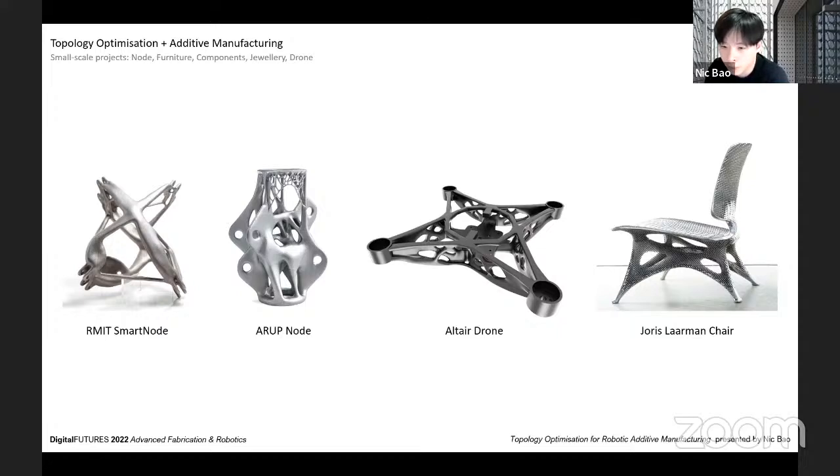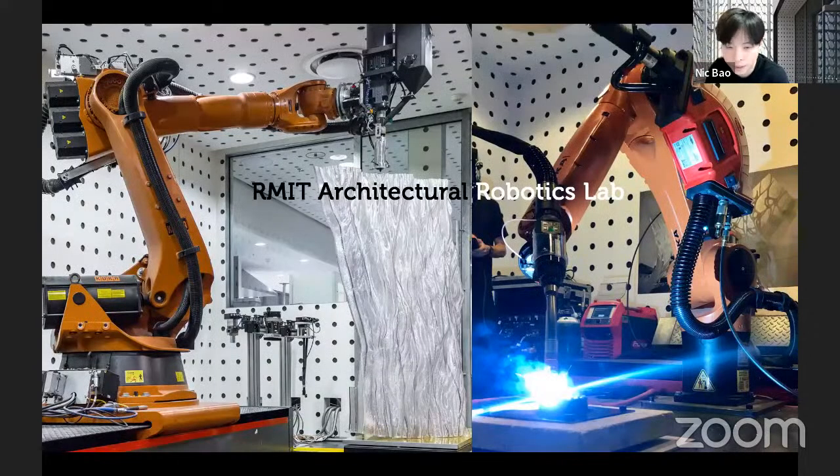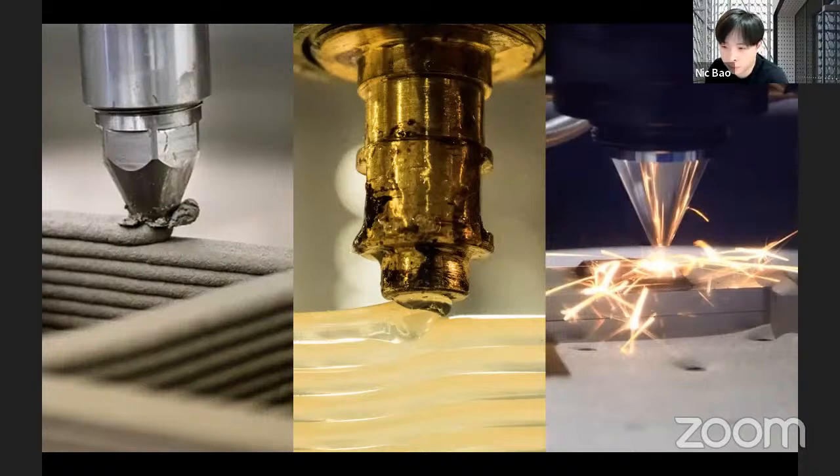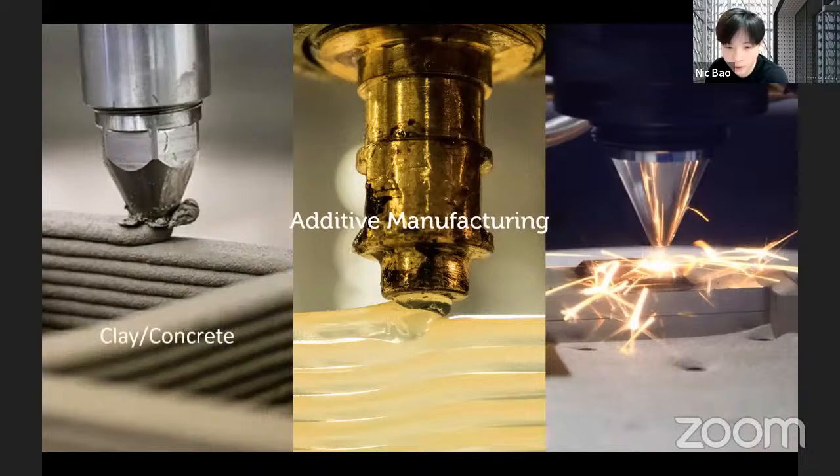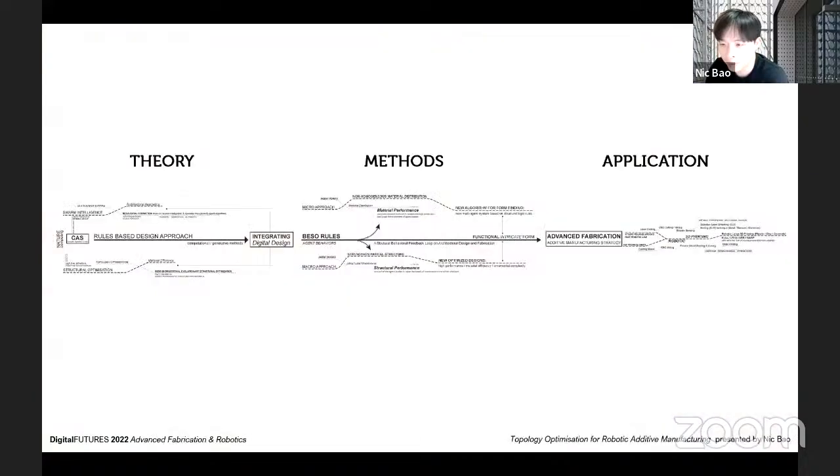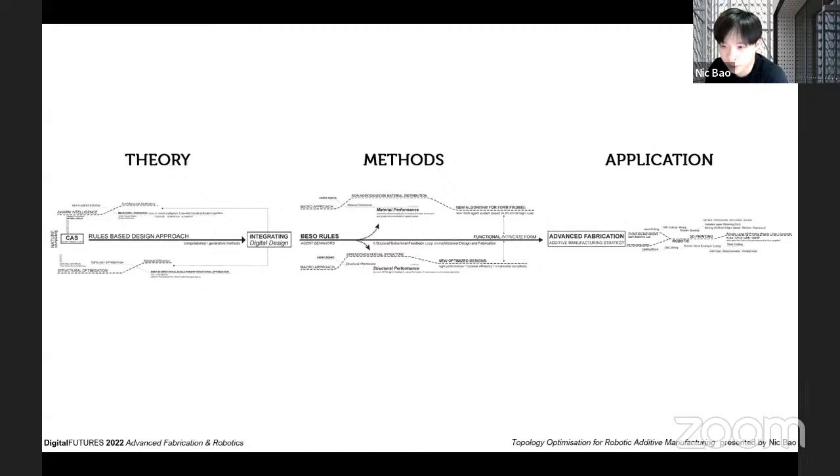So we are looking for more architecture-scale fabrication. I'm working with the MIT Architecture Robotic Lab, led by Professor Roland Snooks. We are using KUKA robots to develop larger-scale 3D printing and construction techniques. The main strategies for additive manufacturing are mainly clay, concrete, polymer, and wire metal print. This is also related to my PhD study, from theory to method to application.